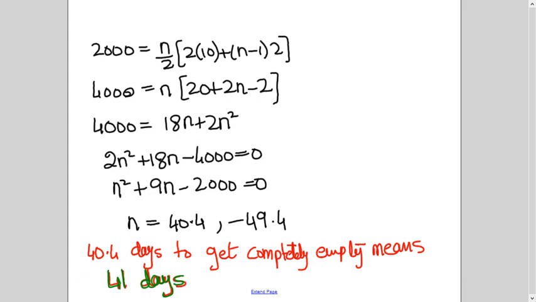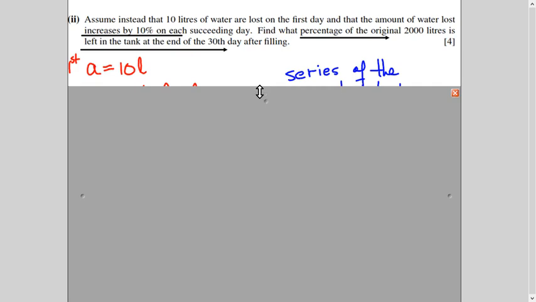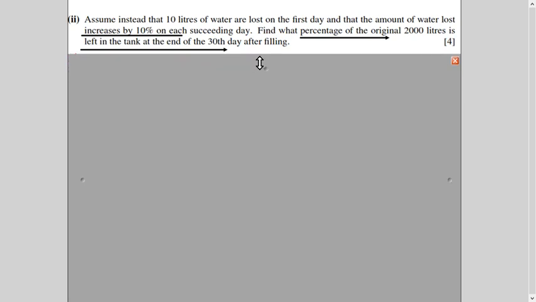So now let's do the second part of the question. Now the second part of the question is talking about the same tank, but the situation has changed now. Now the question is saying assume instead that 10 liters of water are lost on every day. What is happening? Every day the amount increased by 10%, right? What was happening in the previous case? It was 2 liters, increasing every day.